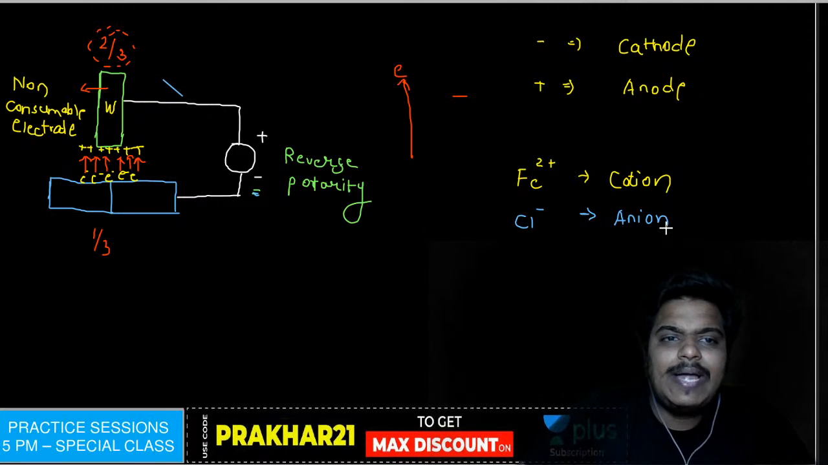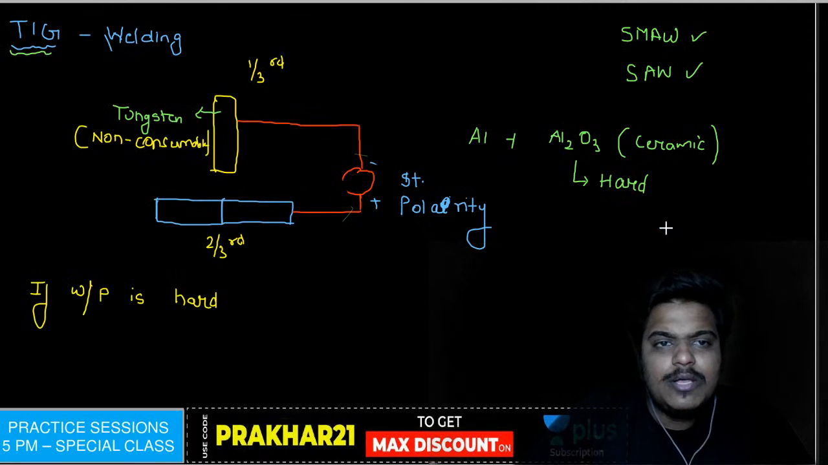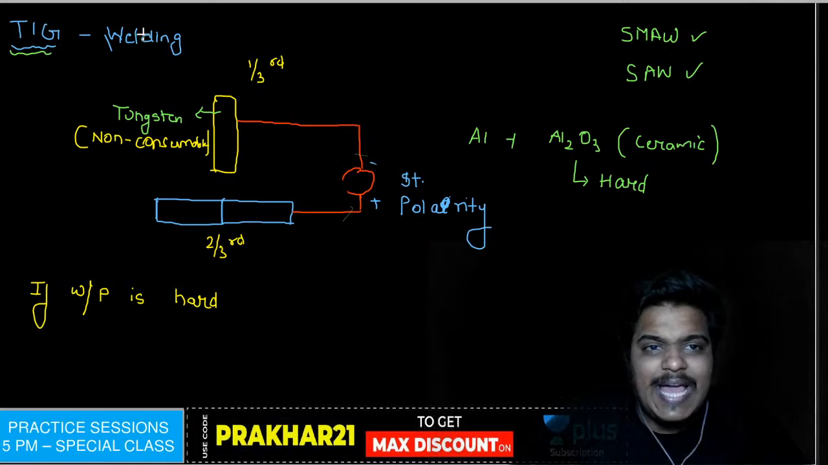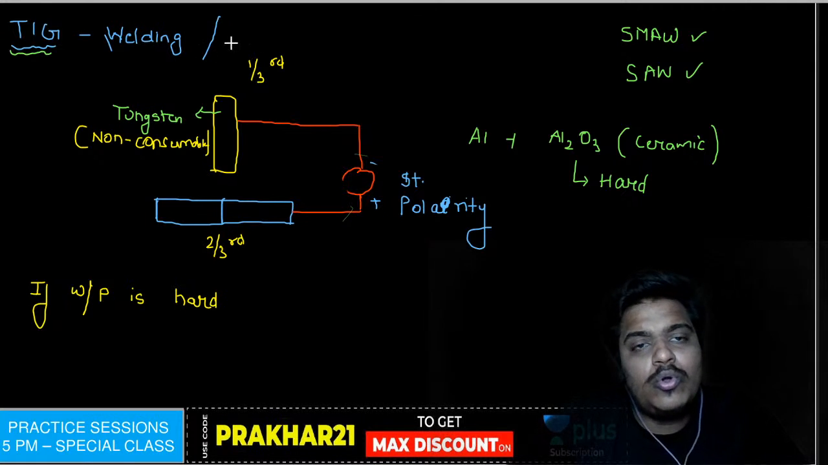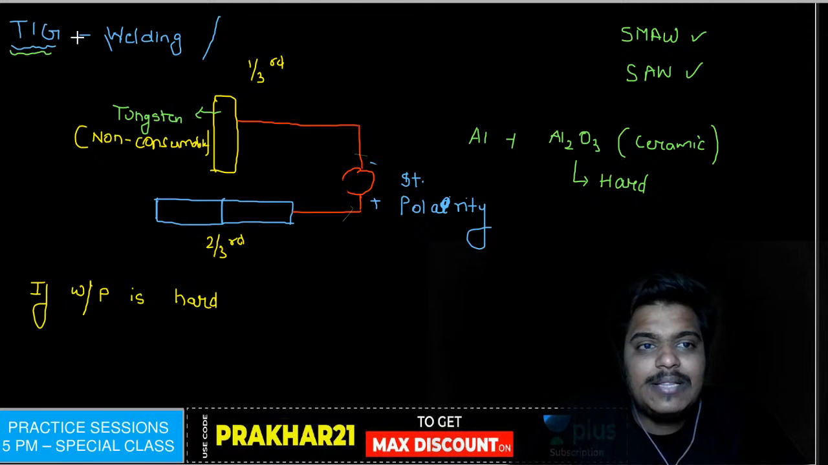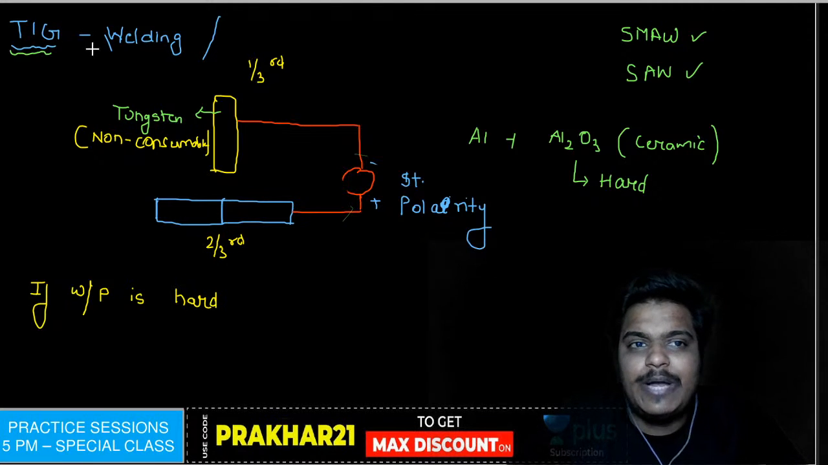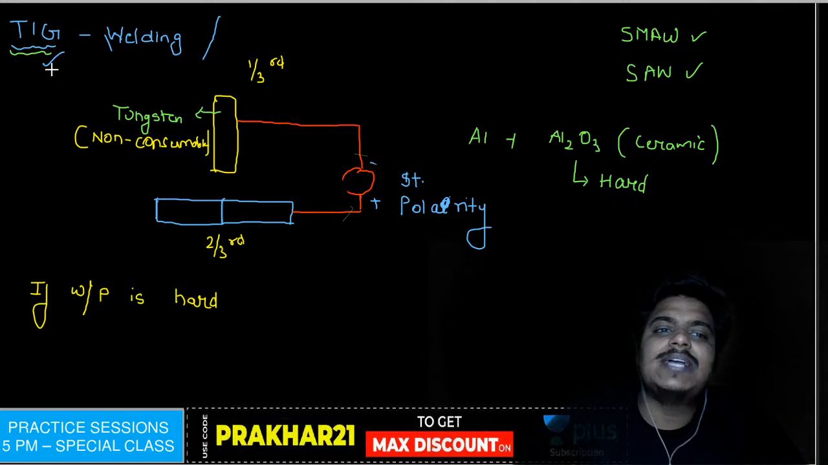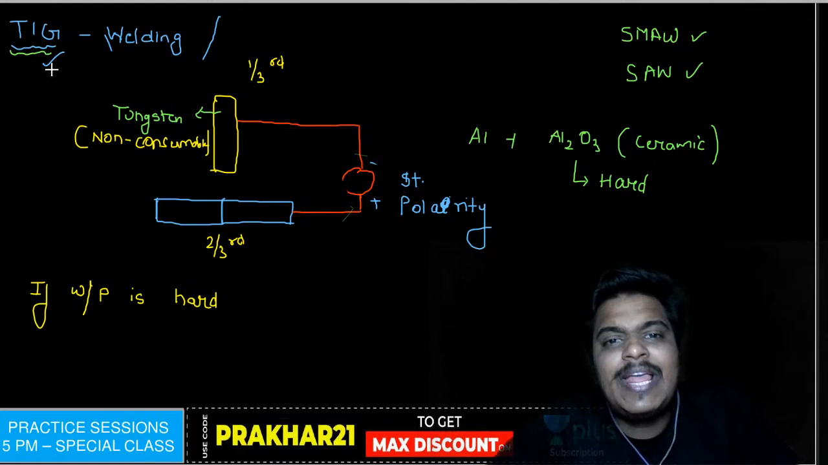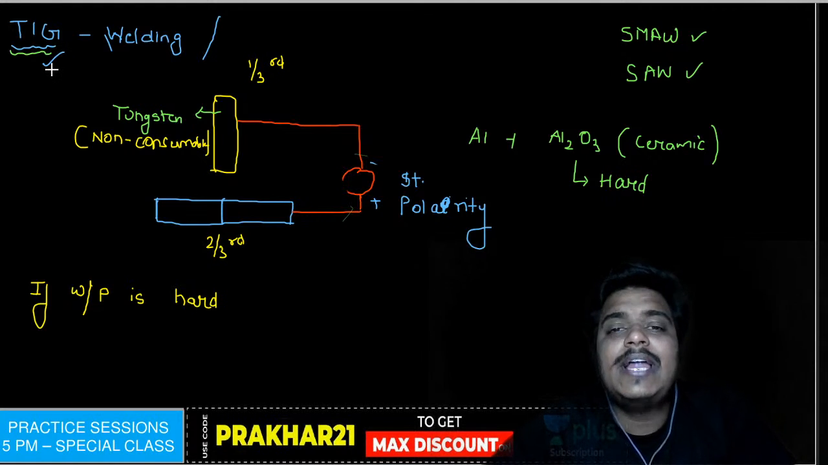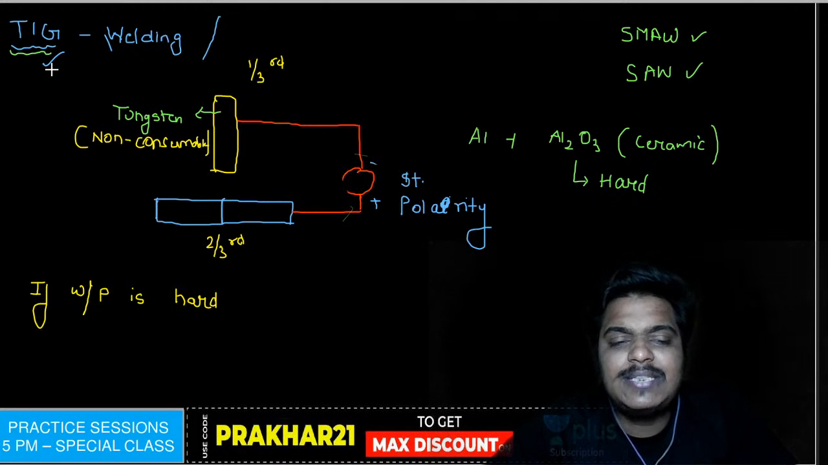Now let us write and let us draw the diagram. So the process is TIG, and it is also known as, please pay attention, tungsten inert gas welding. This process means tungsten inert gas welding. Sir, where is the inert gas here? Where is tungsten inert gas welding?